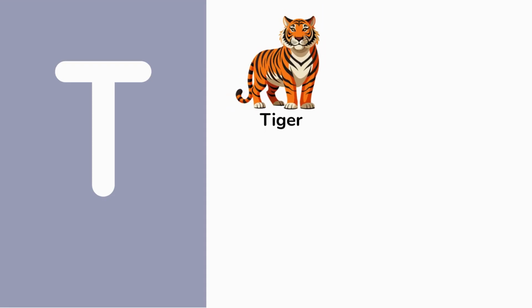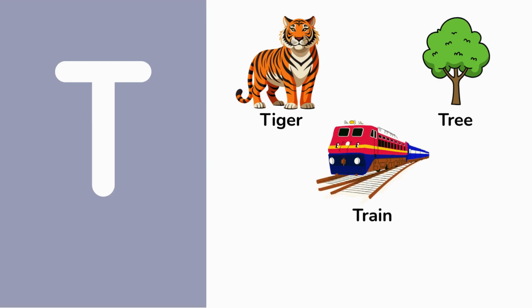T. This is letter T. Can you say T? T. T is for tiger. T is for tree. T is for train. T is for table. T is for turtle.